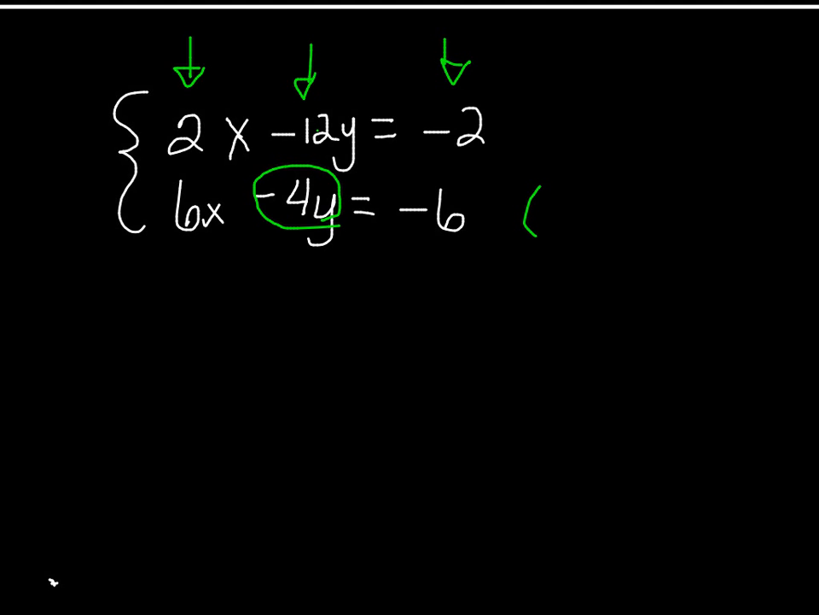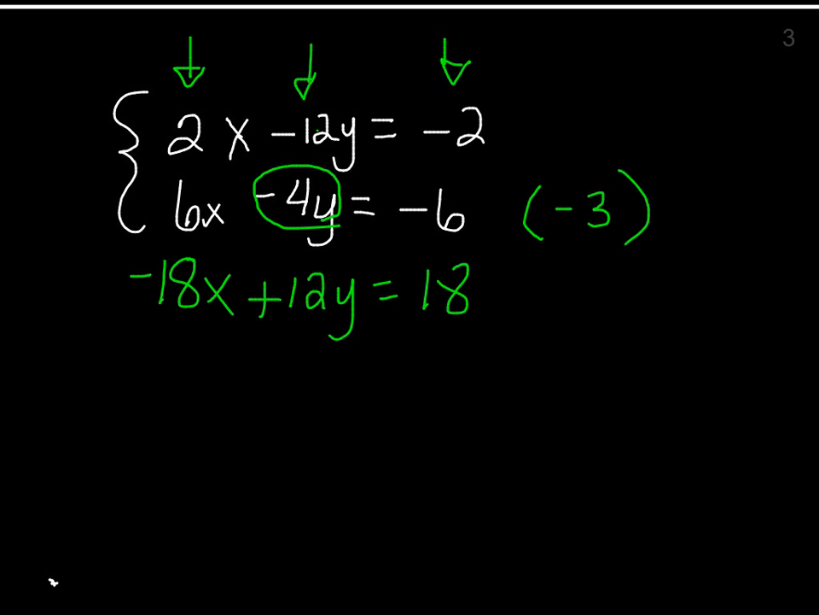So I'm going to multiply this whole bottom equation by negative 3. I don't have to do anything to the top one. So 6x becomes negative 18x, negative 4y becomes positive 12y, which was our goal, and negative 6 times negative 3 is positive 18. So that lets me cancel that out. You might have been looking at the x's, and you could have eliminated by multiplying the top equation also by negative 3, because that would have made the 2x and negative 6x. But this is how I did it, so we'll work with that.